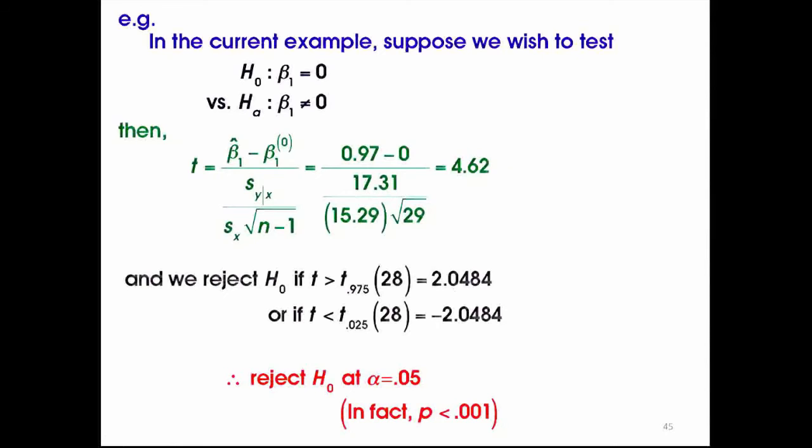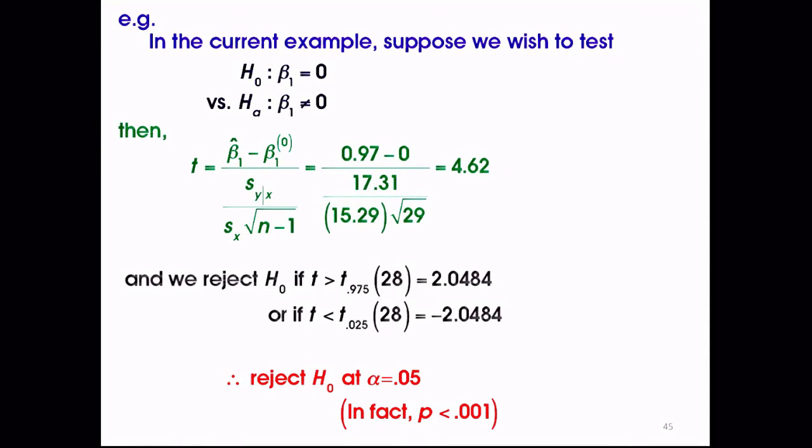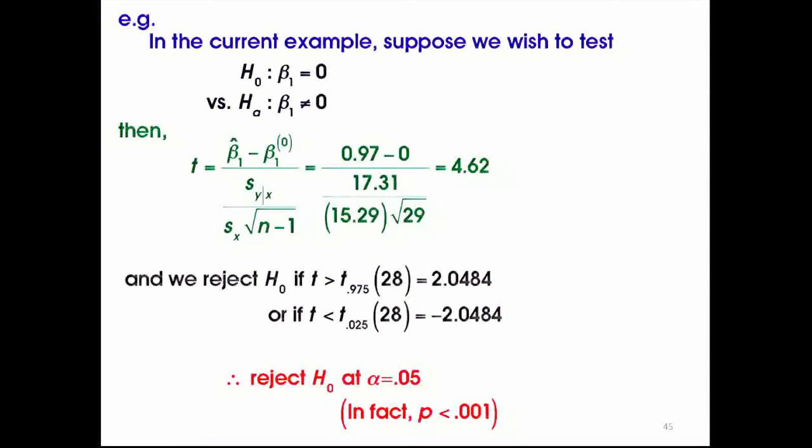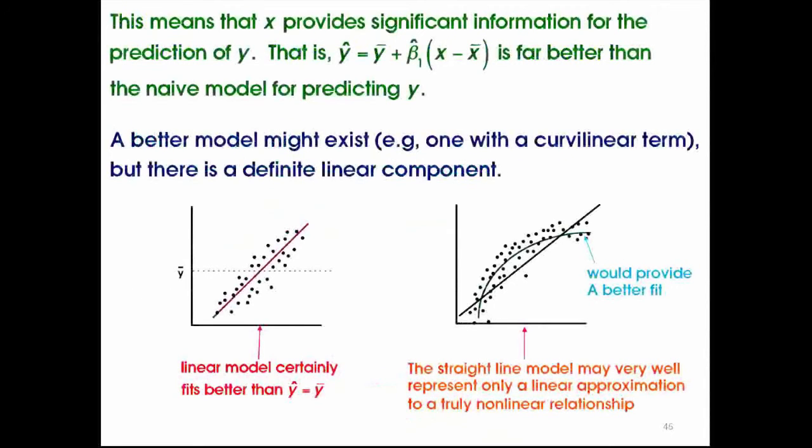In fact, the p-value is something less than 0.001. So if in fact the hypothesis is true that the slope is 0, this would be an exceedingly rare event. The p-value is very, very small. So this means that x provides significantly more information for predicting y than the naive model does.